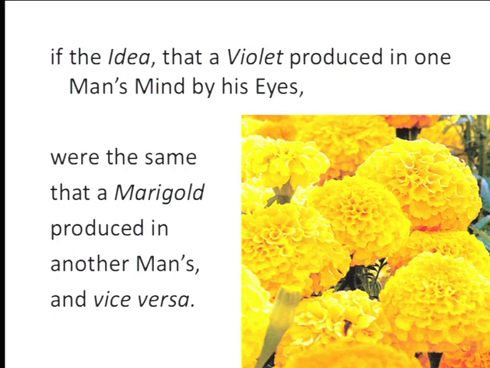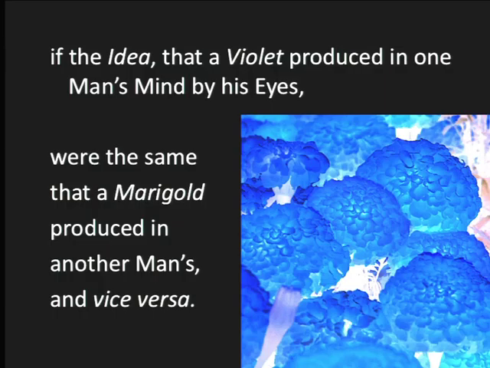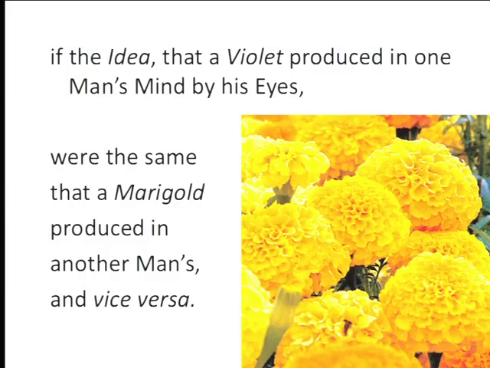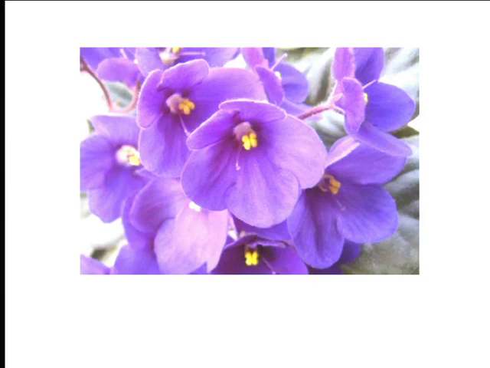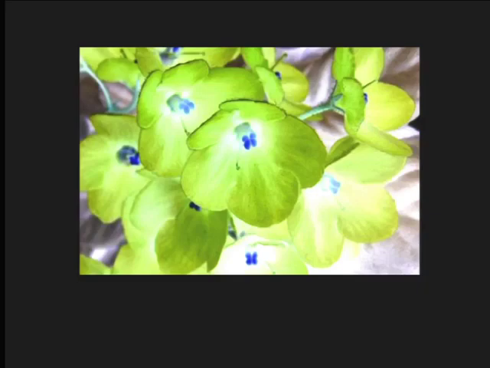So there you go. When you look at that scene, you're getting the colours that I get when I look at this scene. You see what I mean? So if the idea that a violet produced in one man's mind by his eyes were the same that a marigold produced in another man's, and vice versa. So when you look at this scene, you're getting what I get when I look at this scene. Pretty unhealthy looking marigold, but there you go.